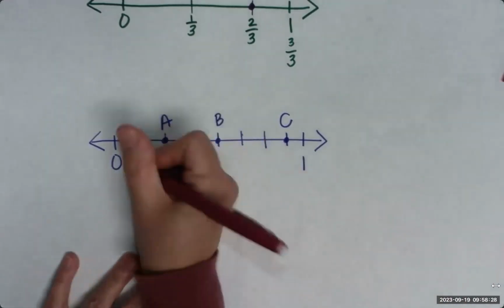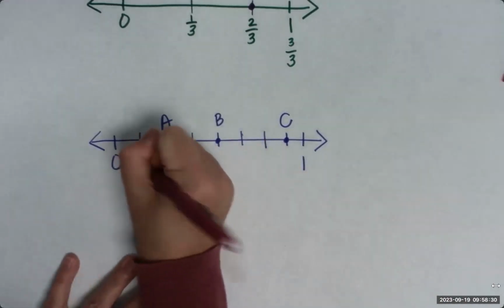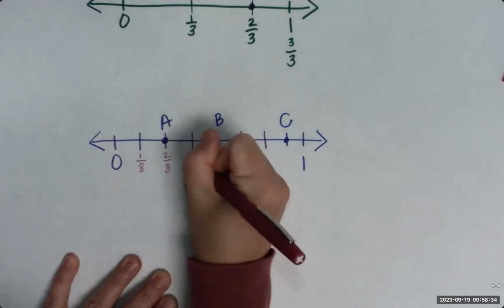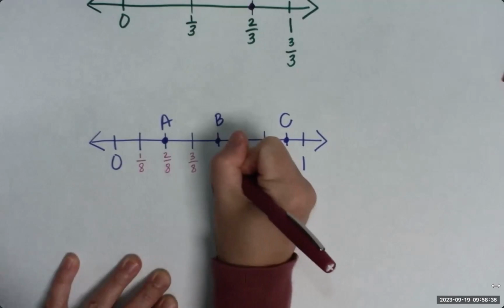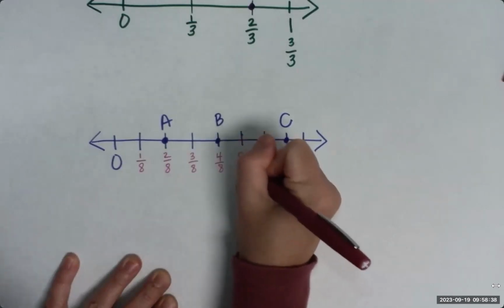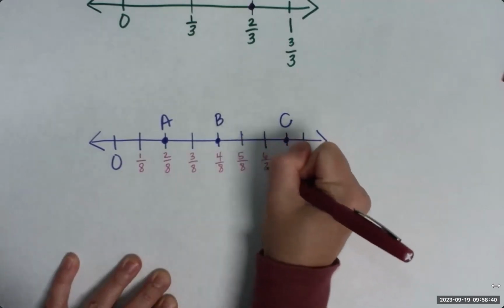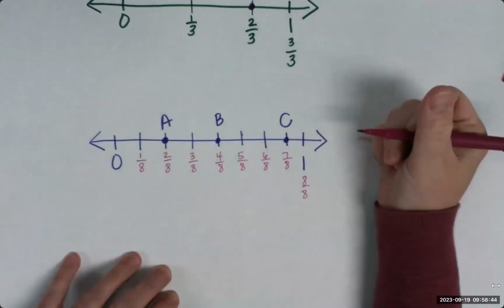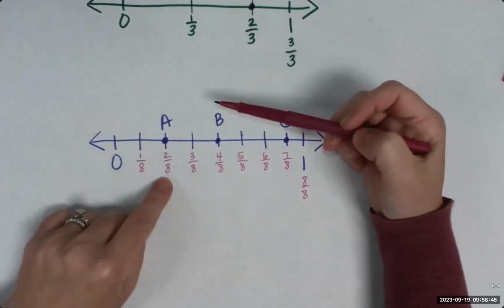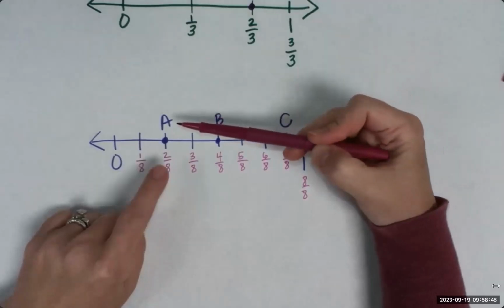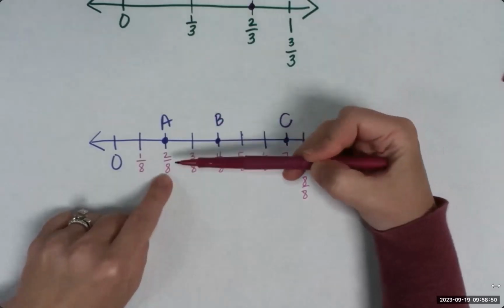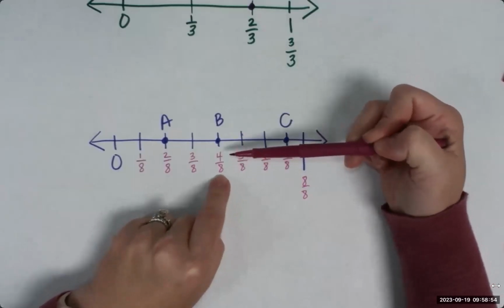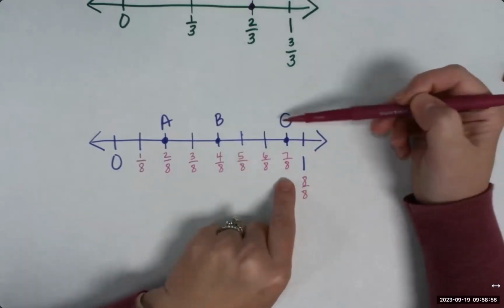So as I do that, I'm going to go ahead and label my number line. 1/8, 2/8s, 3/8s, 4/8s, 5/8s, 6/8s, 7/8s, 8/8s. Okay. Sometimes students might just be asked, like, point A, what fraction is located at point A? That would be 2/8s. What fraction is located at point B? 4/8s. What fraction is located at point C?